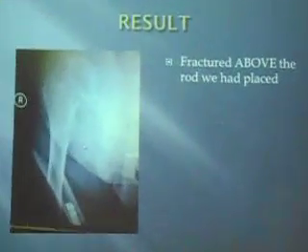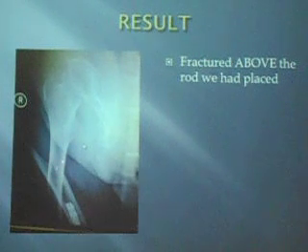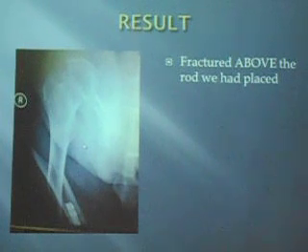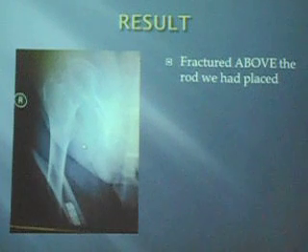And she got up at night. She was supposed to call her children whenever she got up out of bed. She got up to go to the bathroom, forgot that she needed her walker, didn't call the children, and that is our result. What did she do? She broke right above the rod. Osteoporosis. Live and learn. Next time, these patients will get a rod all the way up into their trochanter so they can't break it.